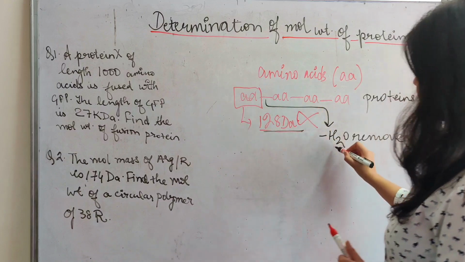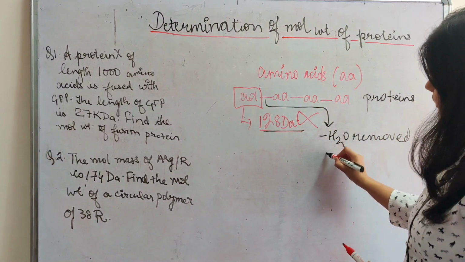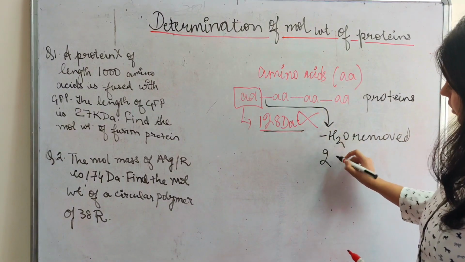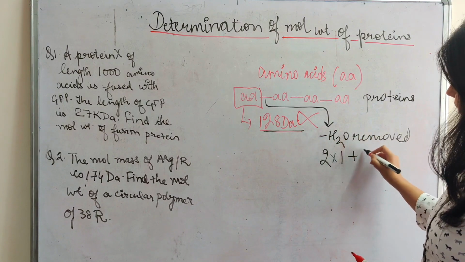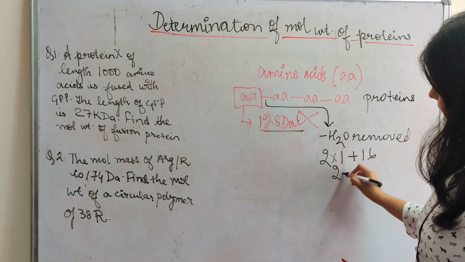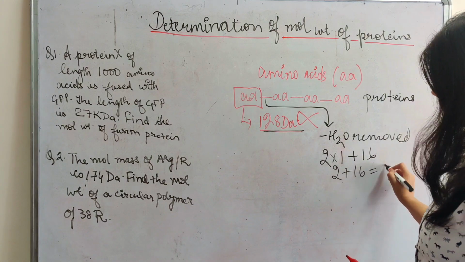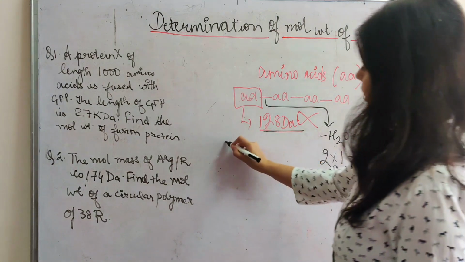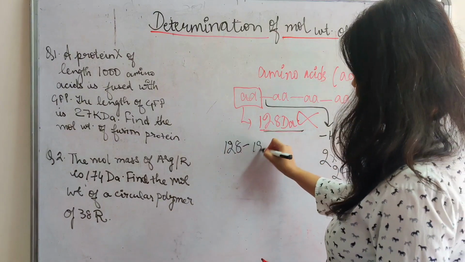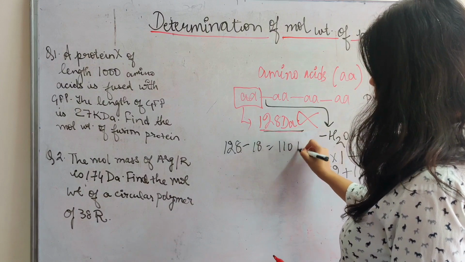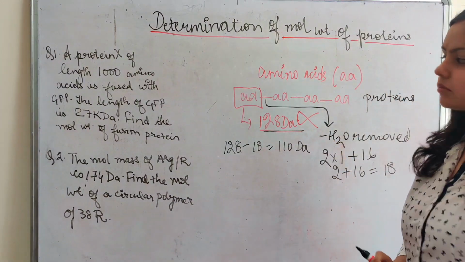And what is the molecular mass of H2O? It is 2 atoms of H, H has 1, and oxygen is 16. So 2 plus 16 is 18. So 128 for the amino acid minus 18 gives us 110 Dalton.